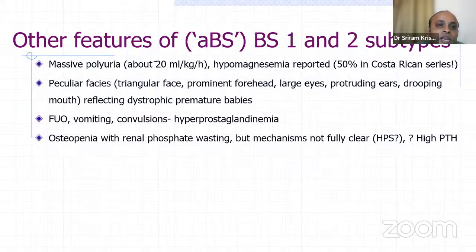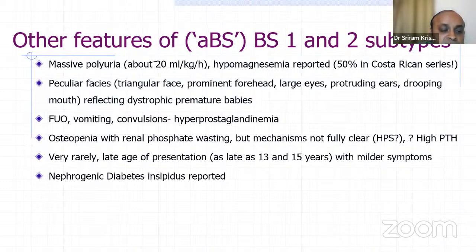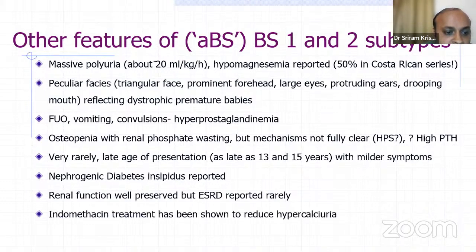The mechanisms are not fully clear. It is thought that hyperprostaglandinemia might be contributing to renal phosphorus wasting by blunting the NPT2A channels. And similarly, high PTH also might be contributing to renal phosphorus wasting. Now, very rarely type 1 and type 2 Bartter have been reported as late as 13 and 15 years with very mild symptoms. These are all atypical features, and nephrogenic DI has been reported earlier. The renal function in type 1 and type 2 is generally well preserved, but ESRD has been rarely reported.